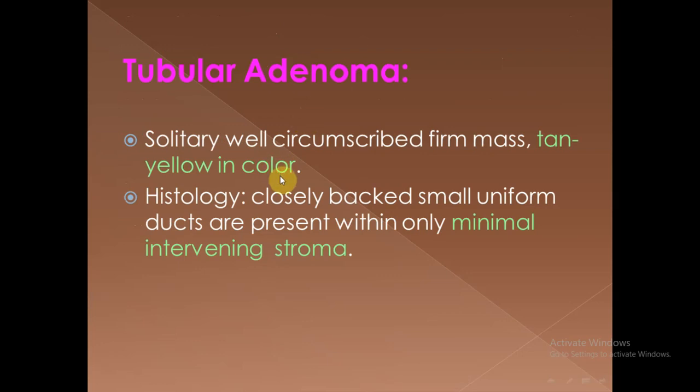Tubular adenoma arises as a solitary well circumscribed firm mass which is tan to yellow in color. The problem is that tubular adenoma can also be misdiagnosed as an infiltrative ductal carcinoma because we have small, closely packed, uniform ducts and only minimal intervening stroma. The presence of these closely packed ducts suggests a malignant glandular proliferation, and characteristically the stroma between these glands is only minimal.